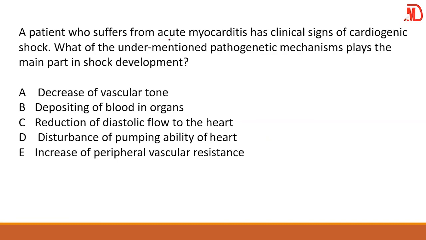Patient who suffers from acute myocarditis has clinical signs of cardiogenic shock. What is the undermentioned progenitor mechanism? Look, cardiogenic shock, that means it's a problem from the heart. Now when we say shock, it means low BP. If it is of cardiac origin, that means the heart is having a problem with pumping. So here you are talking about a disturbance of the pumping ability of the heart. Why? Myocarditis, inflammation of the heart. And they say it's cardiogenic shock. That means this shock is from the heart. What does the heart do? It pumps blood. So when there's a low amount of blood in the vessel, it can lead to shock. So the answer is D.